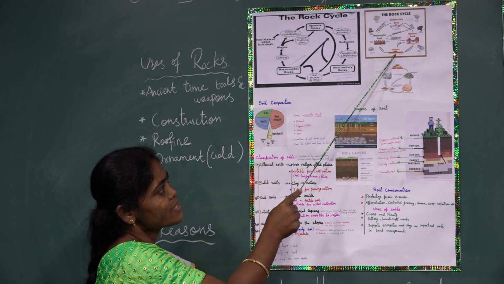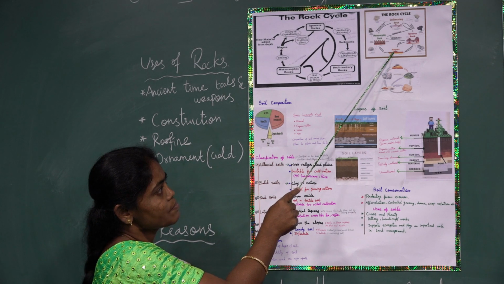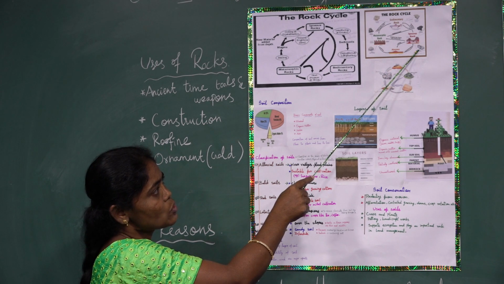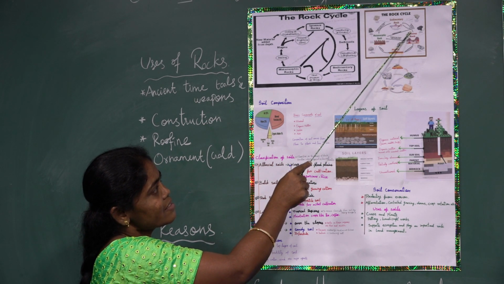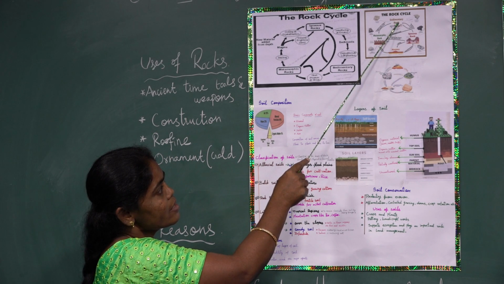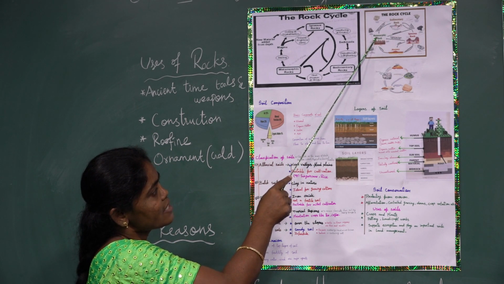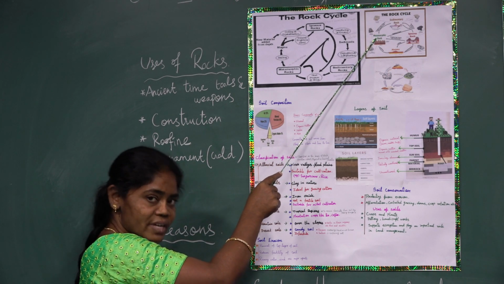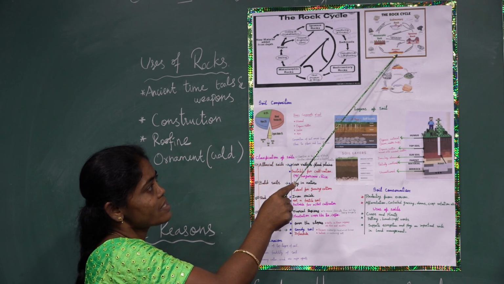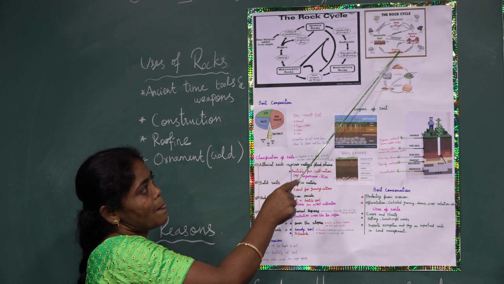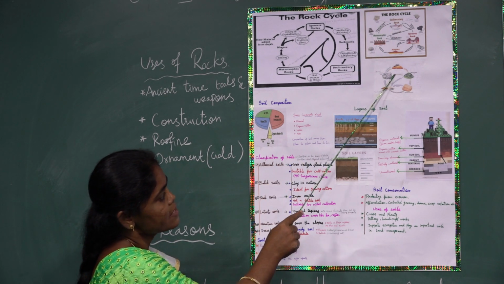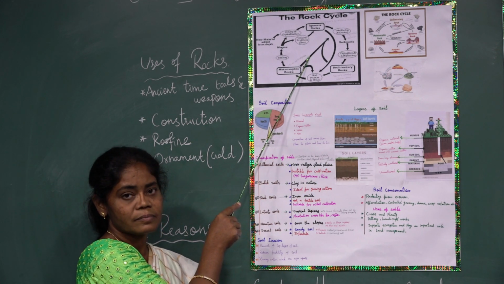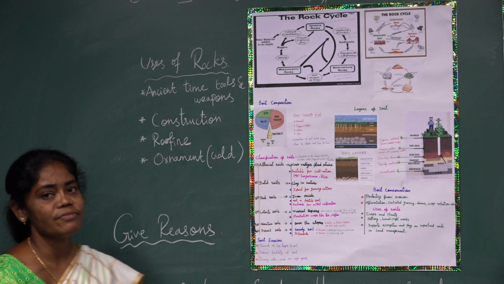See this picture also. See this magma, it melts and comes out. See this extrusive and intrusive rock. And once again this igneous and sedimentary changes into metamorphic rock due to high temperature and pressure. This metamorphic rock once again melts and forms igneous rock. See this picture, the same. Now we have seen the rock cycle. Now we will see the uses of rocks.